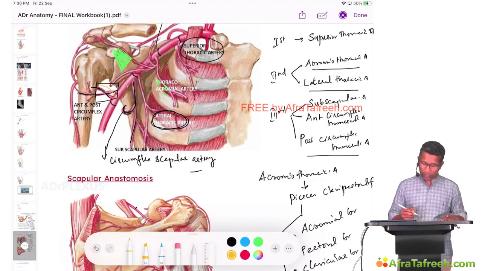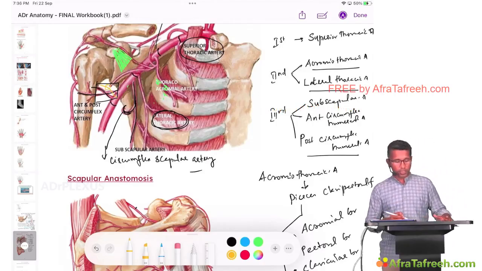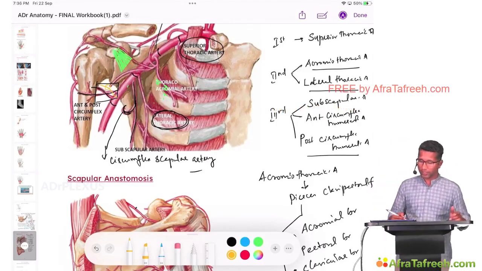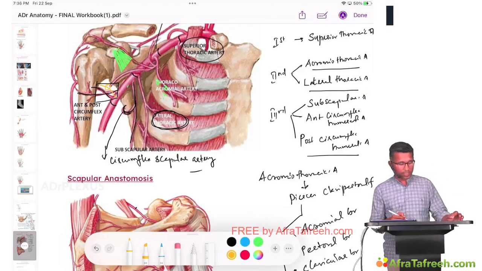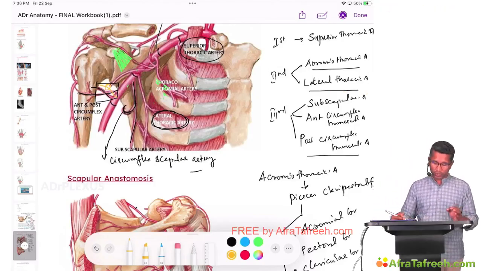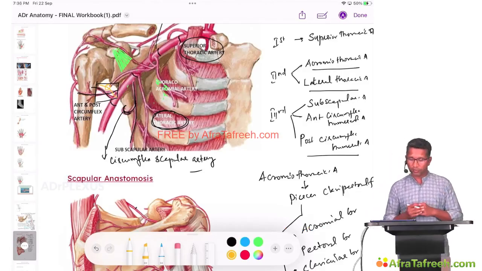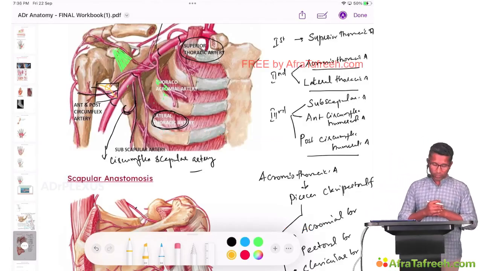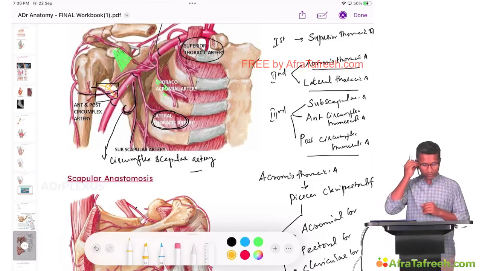Running along with the posterior circumflex humeral vessel is a nerve accompanying it. What is the nerve that accompanies the posterior circumflex humeral vessel? Yes, it is the axillary nerve. Very good, guys. I will ask one more question: what is the branch of the axillary nerve that accompanies the posterior circumflex humeral? Very good, Charu. It is the anterior division of the axillary nerve.